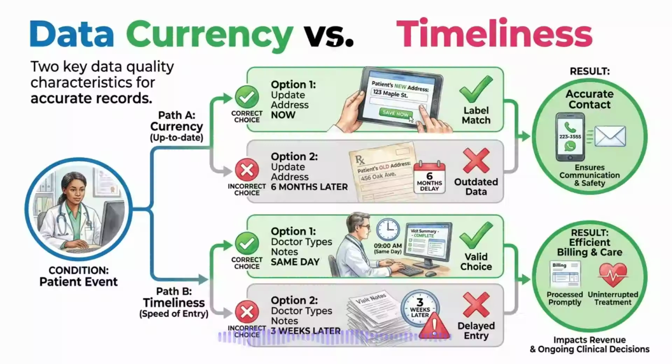Two highly related characteristics you must know are currency and timeliness. Currency simply means that the data is up to date, such as having a patient's most recent home address on file. Timeliness refers to how quickly the data was actually entered into the computer after an event occurred. If a doctor waits 3 weeks to type up the notes from a patient visit, that data is no longer timely, which negatively impacts billing and ongoing clinical care.